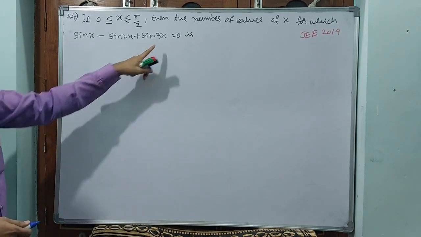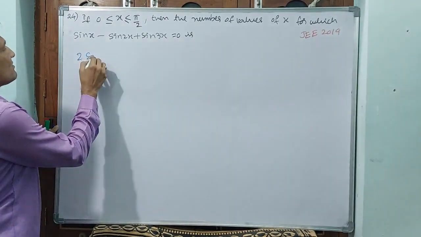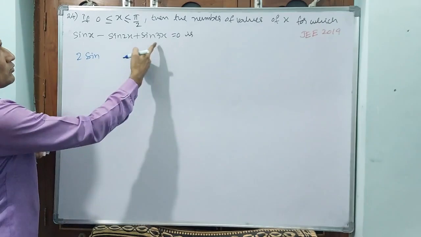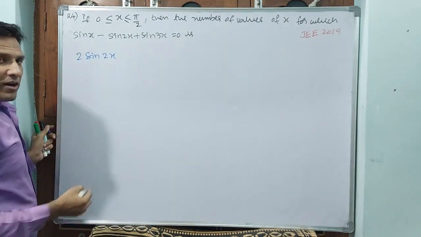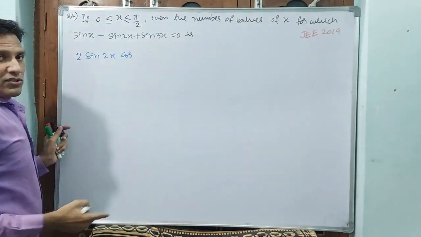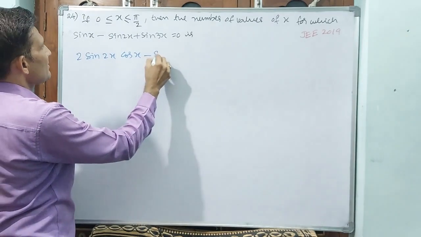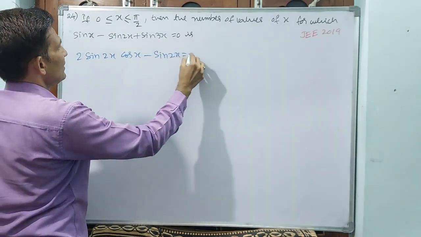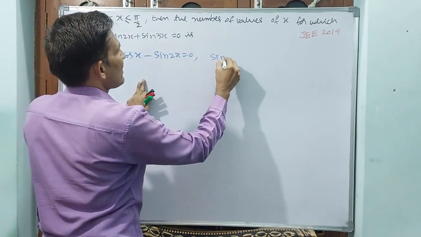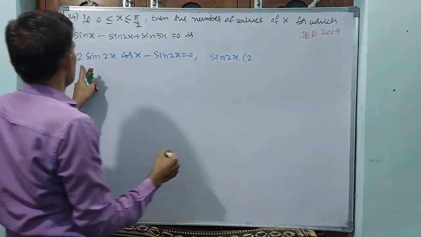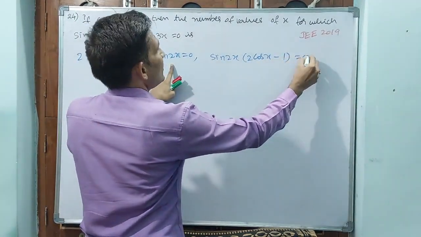Okay, see, sin 3x plus sin x. Sin C plus sin D is 2 sin (C plus D) by 2, that is 3x plus x, 4x by 2, 2x, cos (C minus D) by 2, that is 3x minus x, 2x by 2, x. Minus sin 2x is equal to 0. See, sin 2x is common. Then you take sin 2x common: sin 2x times (2 cos x minus 1) is equal to 0.